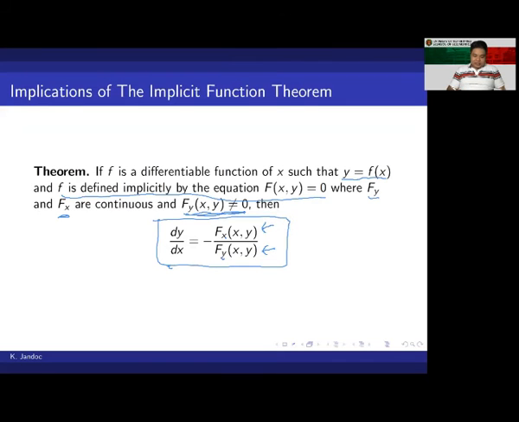So the slope of the tangent line of this function y equals f(x), where f is defined implicitly by big F, is found this way. You just get the derivative with respect to x of the implicit function, divided by the derivative of the implicit function F with respect to y, and take the negative of it. So we'll learn an application of this theorem.